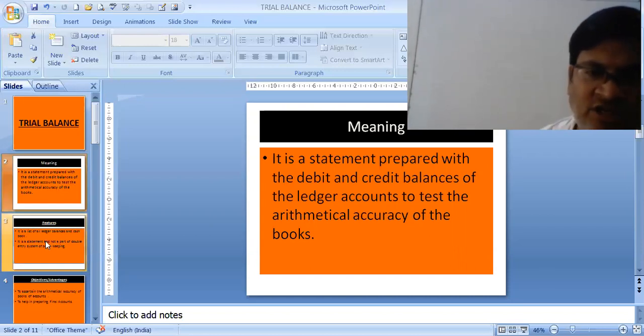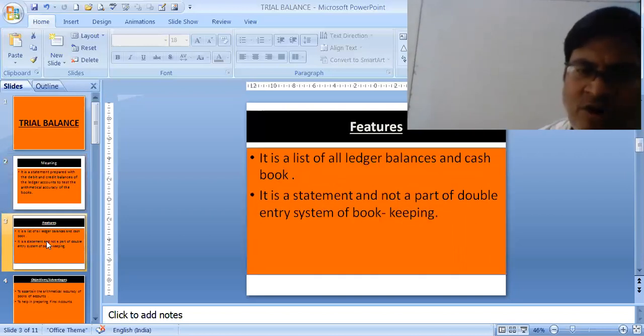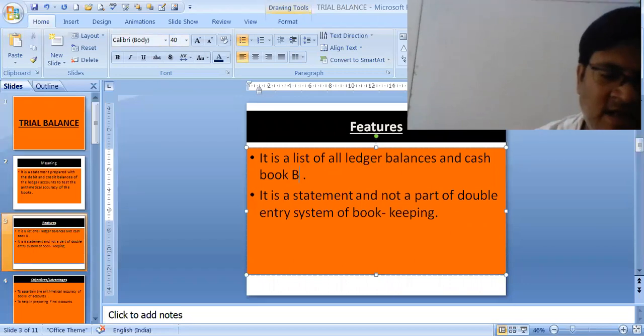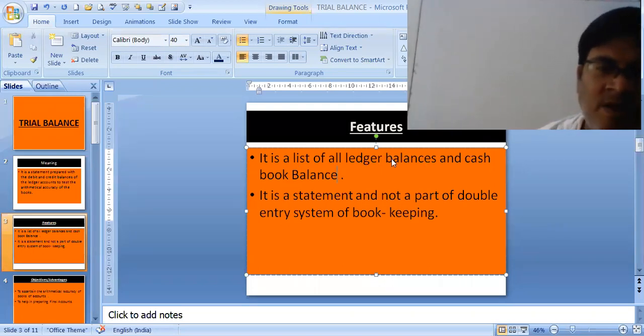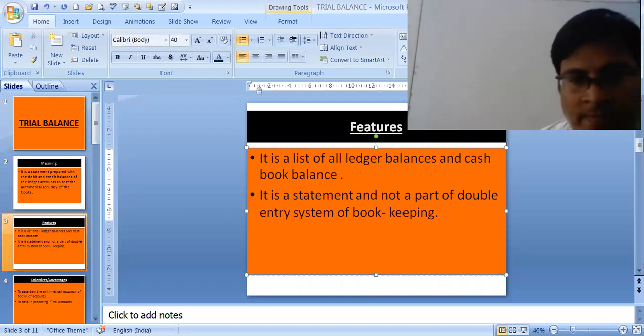Let's understand the features of trial balance. It is a list of all ledger balances and cash book balance. Cash book has two balances. What are the two balances of the cash book? One is the cash balance and one is the bank balance. It can be bank overdraft, credit balance also. But generally, all the cash balances have a debit balance because it's an asset.